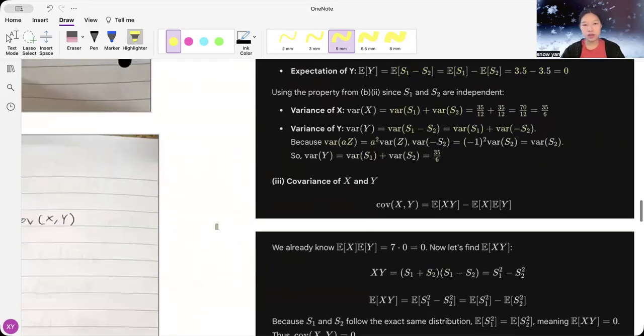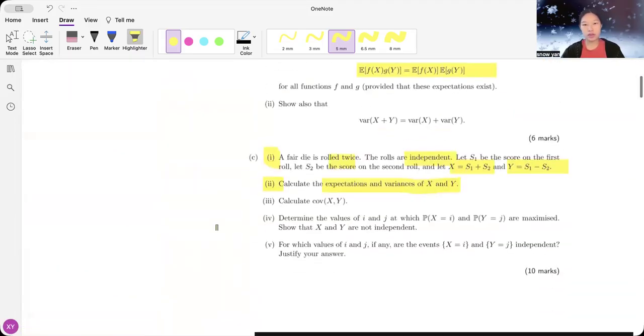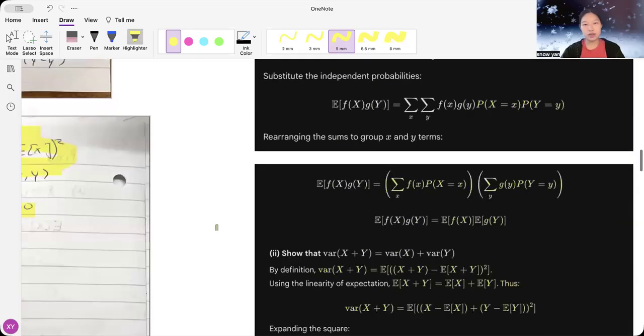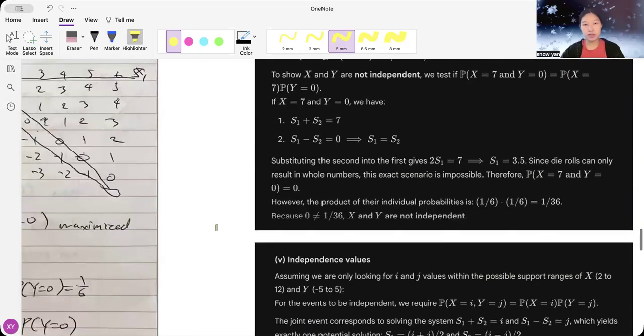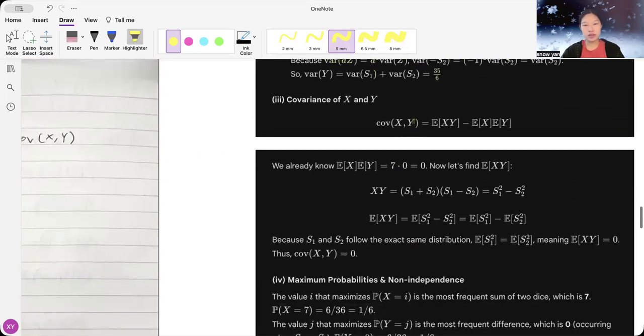Next part, the third part was finding the covariance of XY. So for the covariance, it should have been covariance is equal to E of XY minus E of X times E of Y. And then we know that that's the case. E of XY is equal to this. So then it's finding it that way.